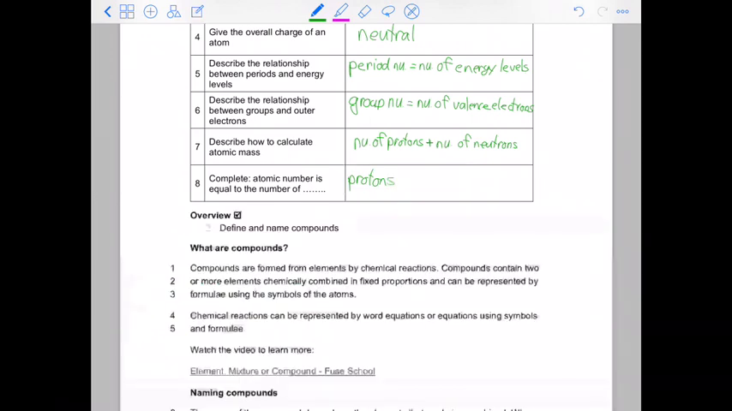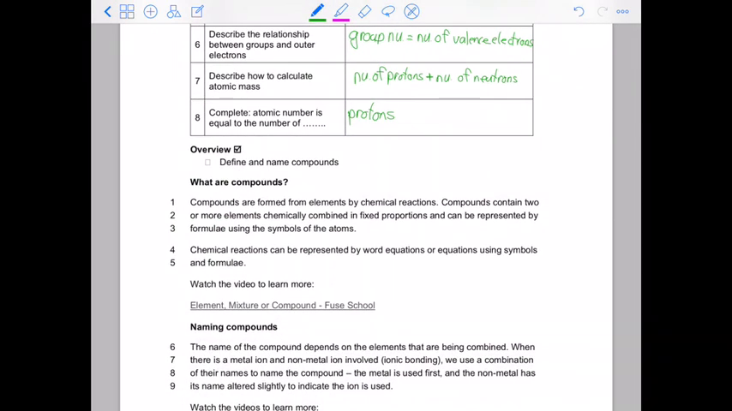So today we're going to look into compounds and what exactly a compound is. So you should have covered this briefly in your lower levels, but we'll have a quick reminder and then we'll get into it. So a compound is formed from elements by chemical reactions. So they're made by a chemical reaction. They contain 2 or more elements chemically combined.